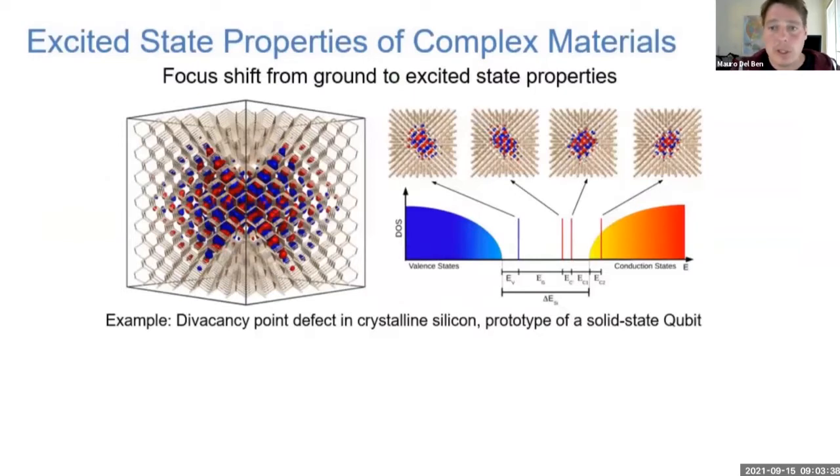Here is an example, a point defect in a semiconductor, in particular in silicon, but also silicon carbide. This kind of system is very interesting because it serves, for example, as a prototype for solid state qubits. What is important here is that you're not really interested in the ground state, but in what happens once the electrons are excited from the ground state to some excited level, shown here as the red line.